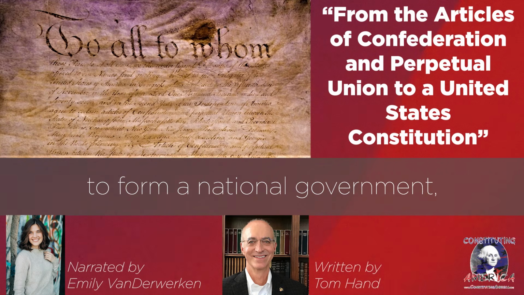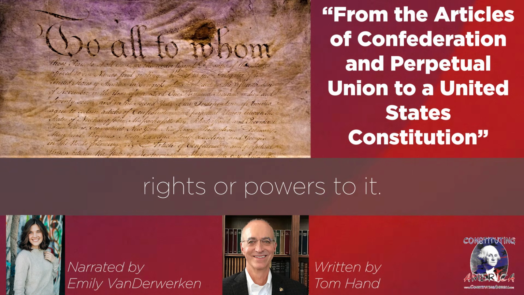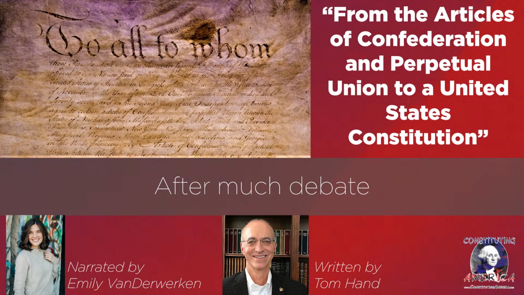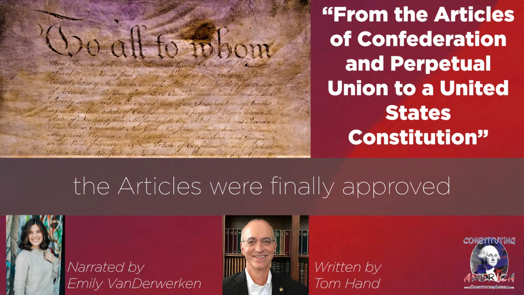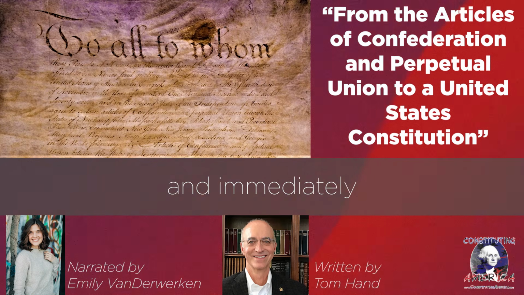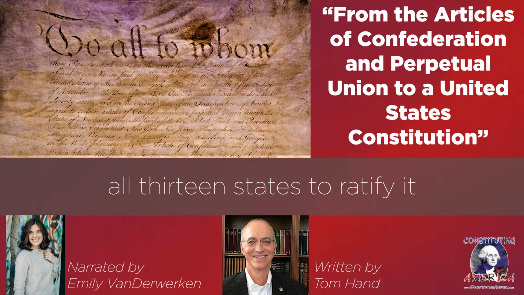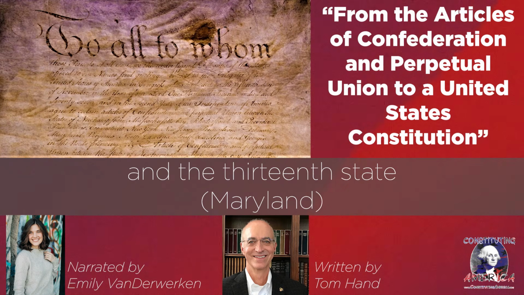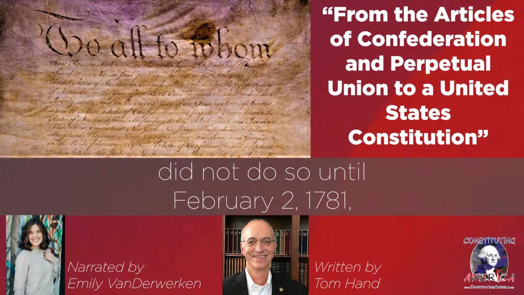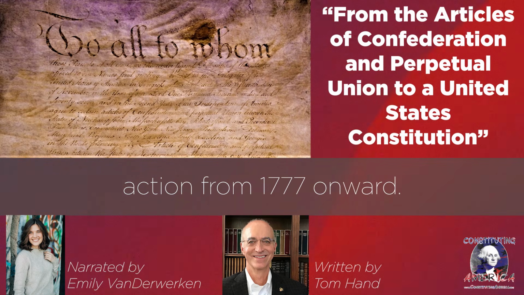Although the states agreed to form a national government, they were not willing to cede any of their individual rights or powers to it. After much debate and 5 different versions, the Articles were finally approved by Congress on November 15, 1777, and immediately sent to the various states for their ratification. Although official approval of the document required all 13 states to ratify it, and the 13th state, Maryland, did not do so until February 2, 1781, the Articles effectively guided Congress's action from 1777 onward.